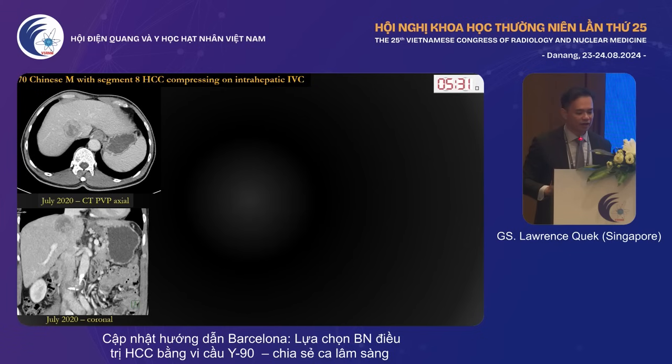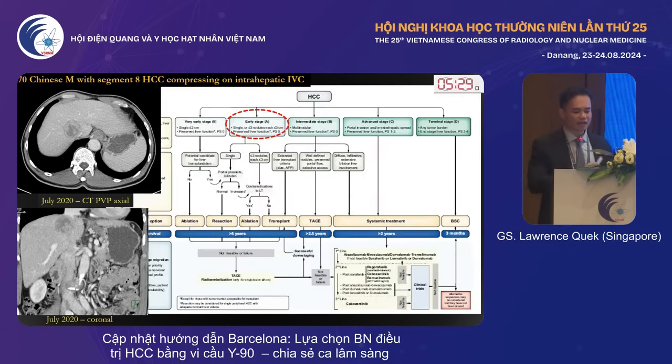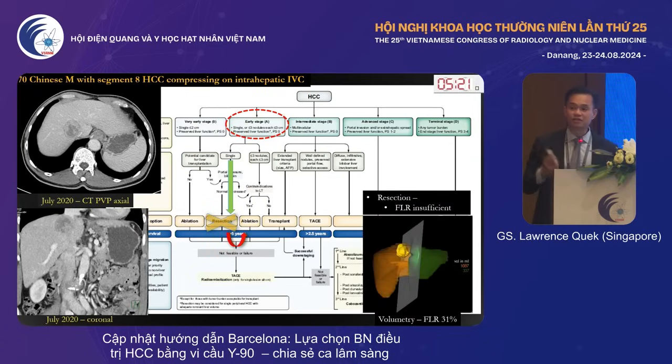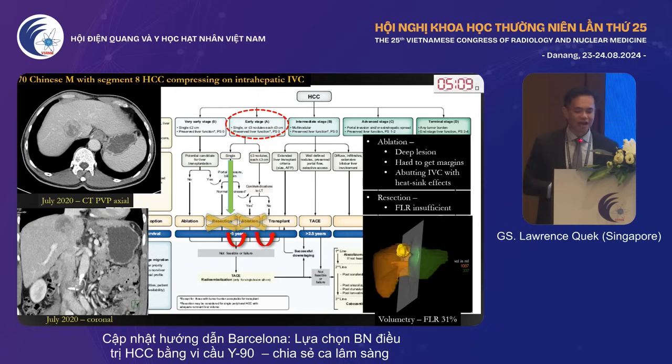So this is something that we're looking at as early stage A, and at the end of the day, resection is contemplated for this patient. However, it is not suitable because the future liver remnant, FLR, is insufficient. It came out to about 31%. The surgeons really like it to be around 40, 45, even 50%. And they ask, can we do an ablation? Our advice is that it's a very deep-seated lesion. It's hard to get margins around the tumor.